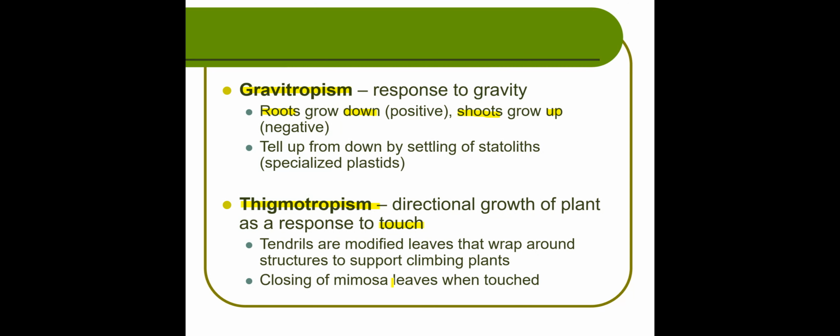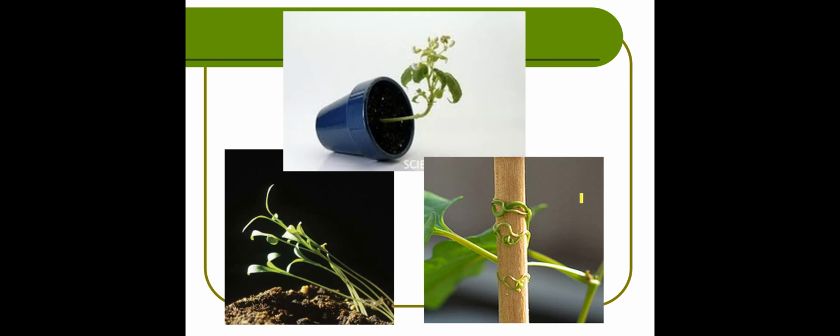Mimosa leaves look like little fingers, but when something touches them, they close up. A Venus flytrap would be an example of thigmotropism. There's some kind of little trigger inside there that, when the insect touches it, triggers the closing of the plant. So just like we can respond to various things with hormones, so can plants.